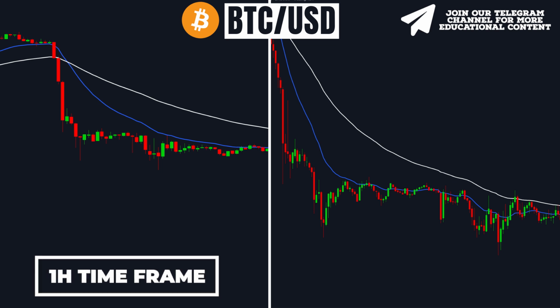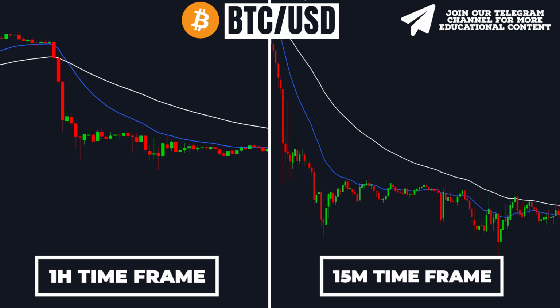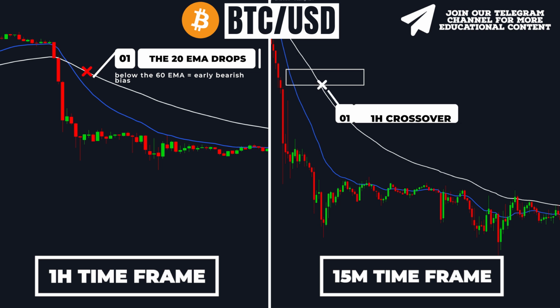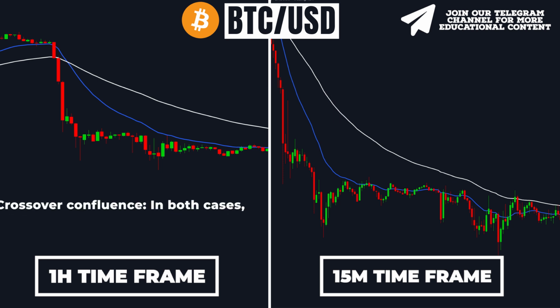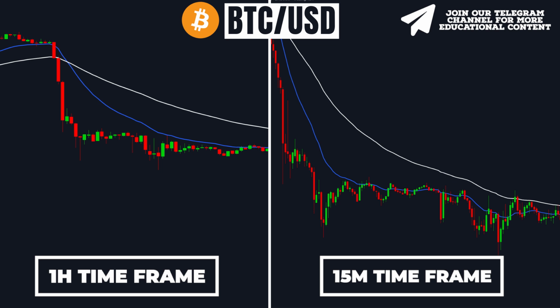So, here is the 1 hour time frame chart, and here's the 15-minute time frame chart. As you can see, we receive a bearish bias on the higher time frame as the 20 EMA drops below the 60 EMA. Here's the 1 hour crossover event on the 15-minute time frame. We can also see that, on both charts, we have a crossover confluence because in both cases, the 20 EMA is below the 60 EMA. And more importantly, we have a clear pullback on the 15-minute time frame, as can be evidenced by these two obvious rejections of the 60 EMA.